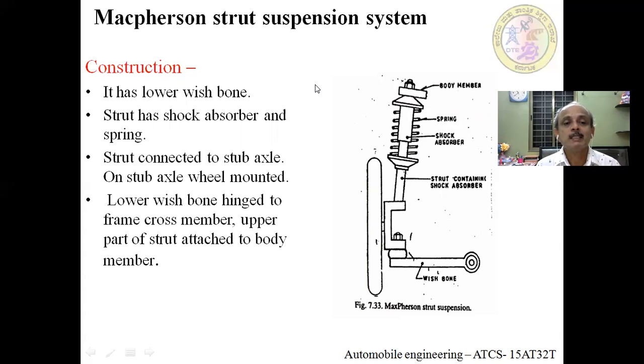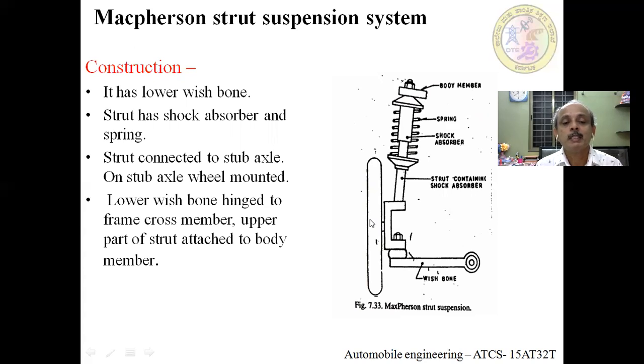As we can see in the construction, it has a lower wishbone at the bottom. The strut has shock absorber and spring. The strut is connected to the stub axle. On the stub axle, the wheel is mounted. Here we can see the wheel mounted on the stub axle.